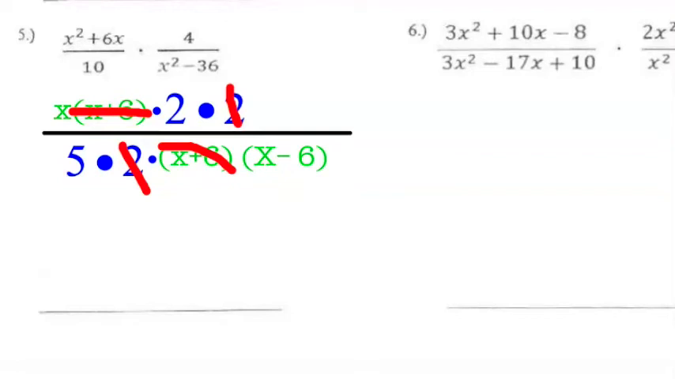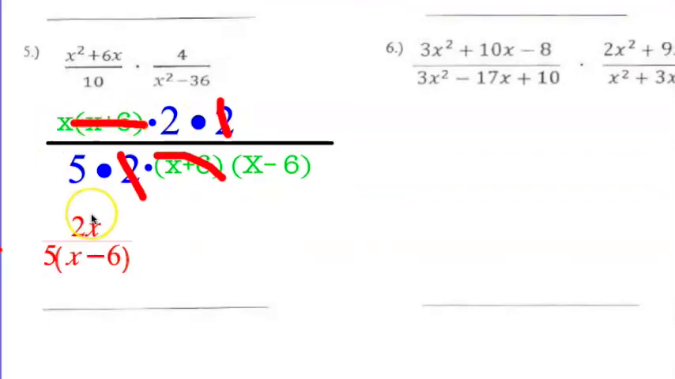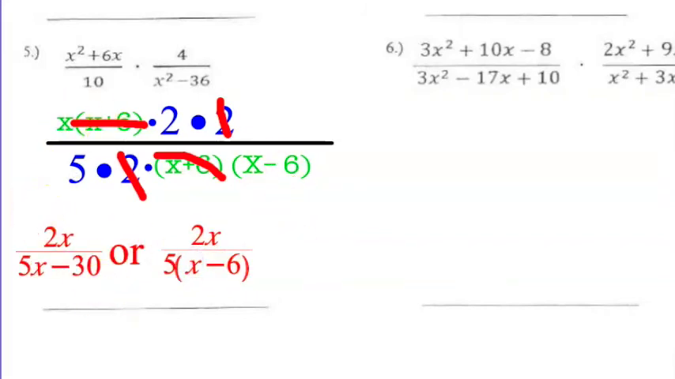Notice that on the top I'm left with 2x, so I write it here, and on the bottom I'm left with a 5 and an x minus 6, so I can write it that way. Or I've written it as 2x over 5 times x minus 6. Either way, that could be correct. They mean the same thing. We will look at number 8.